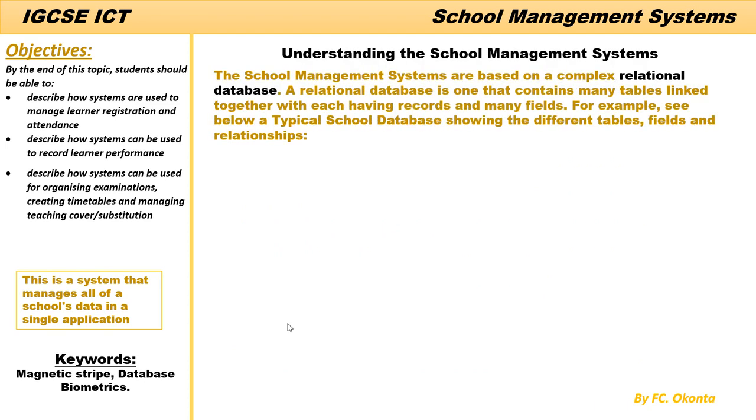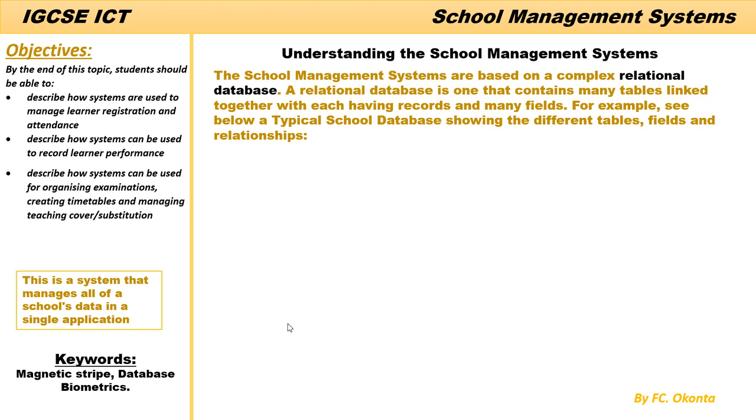Now, the school management system is based on relational databases. A relational database is one that has many tables linked together using the concept of primary and foreign key. So a relational database is one that has multiple tables linked together using the primary and the foreign keys. We are going to get to that when we look at data manipulation. You will understand more about the primary and the foreign key when that time comes.